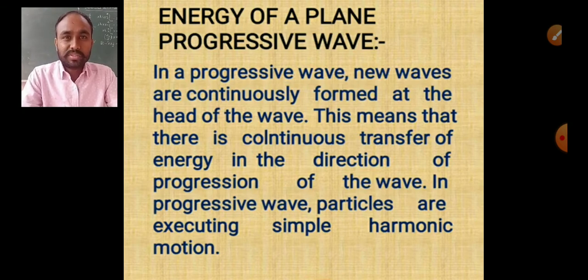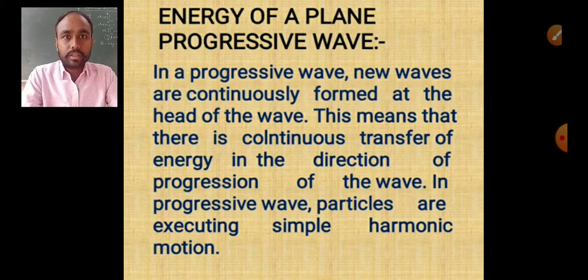So first of all, what is a plane progressive wave? A wave which is continuously moving in a given direction is called a plane progressive wave. At the same time, at the head of the wave, new waves are continuously forming, and that is also a plane progressive wave. In a plane progressive wave, all the particles of the medium execute simple harmonic motion. Such a wave is known as a plane progressive wave.